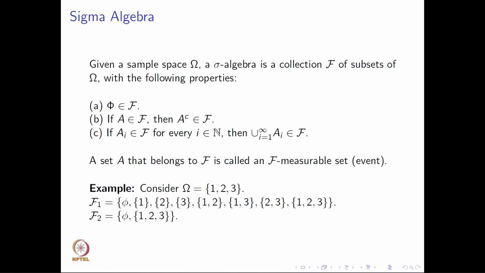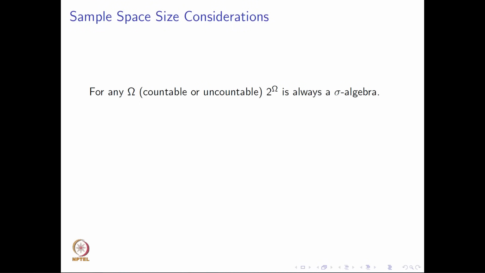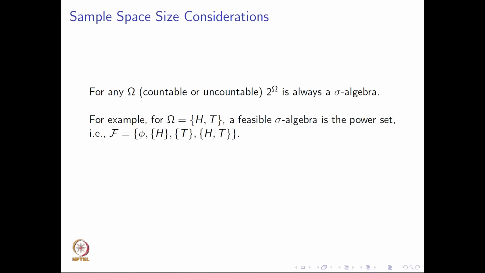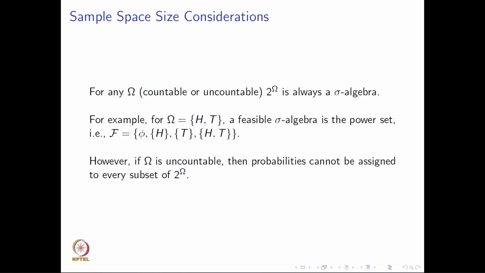Now that we know what a sigma algebra is, let us try and understand how this concept is useful. First of all, for any omega, countable or uncountable, the power set is always a sigma algebra. For example, for the sample space comprising of two elements h, t, a feasible sigma algebra is the power set. This is not the only feasible sigma algebra, as we have seen in the previous example, but the power set will always give you a feasible sigma algebra. However, if omega is uncountable, then probabilities cannot be assigned to every subset of the power set. This is the crucial point, which is why we need the concept of sigma algebras.